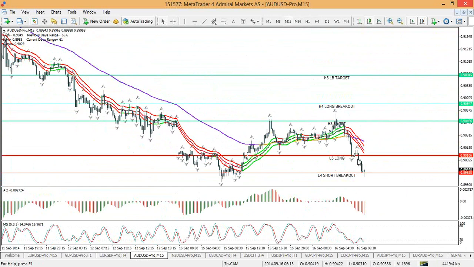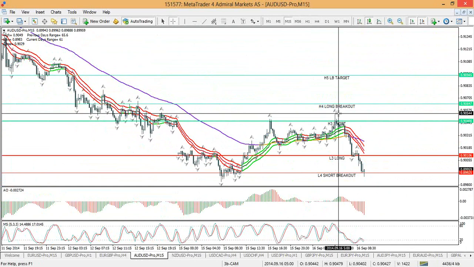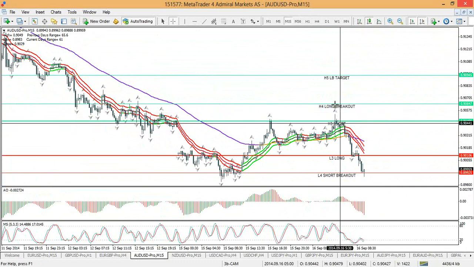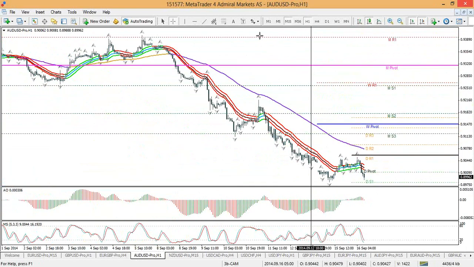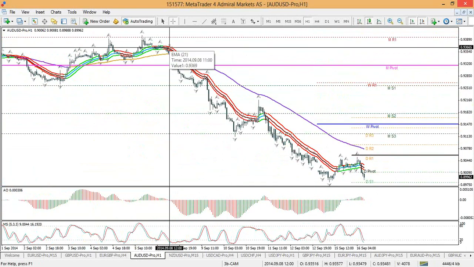The Aussie broke the L3, but still has the L4 in front of it. Price is at the L4 right now, approaching the H3 and H4. And this could be a resistance level. And why is that? Because if you look at the bigger hourly chart, what do you see?